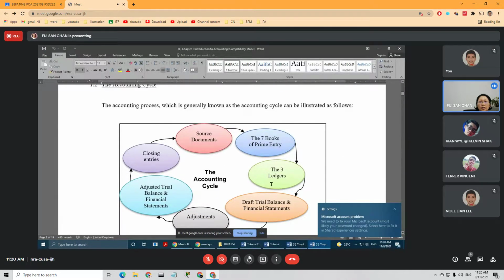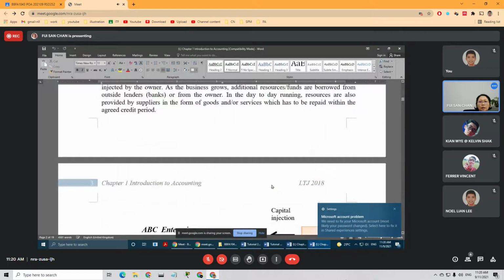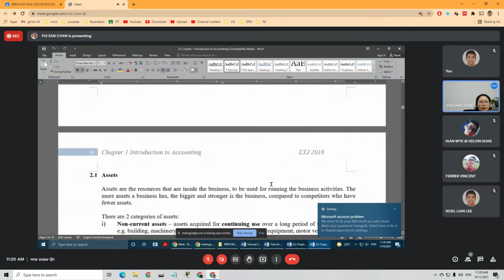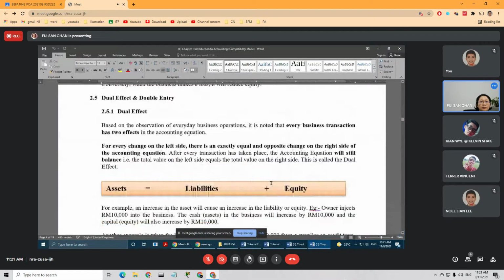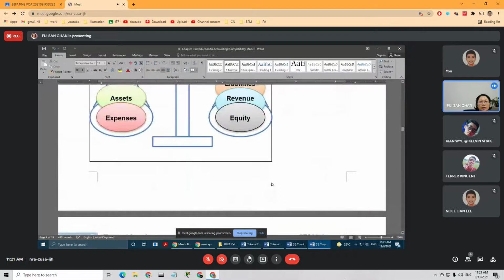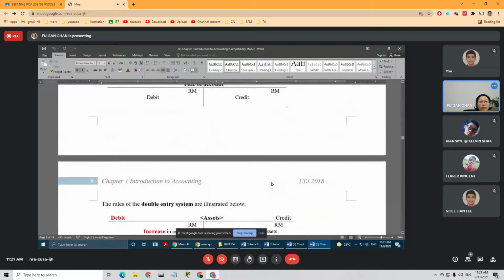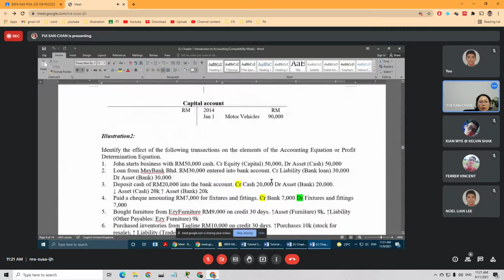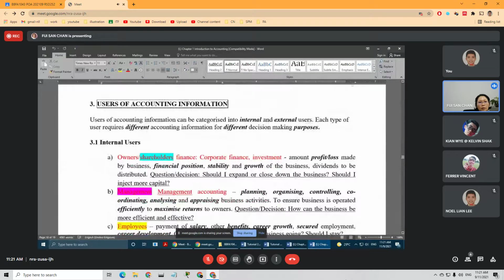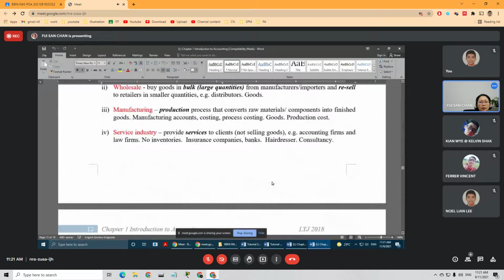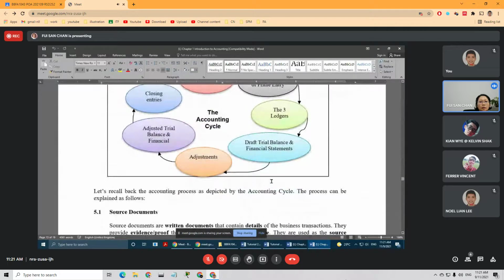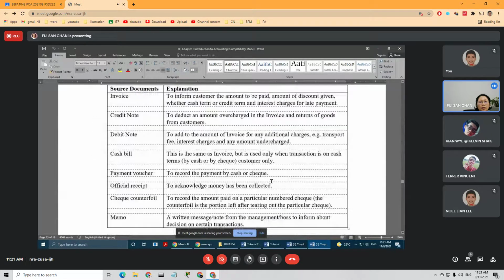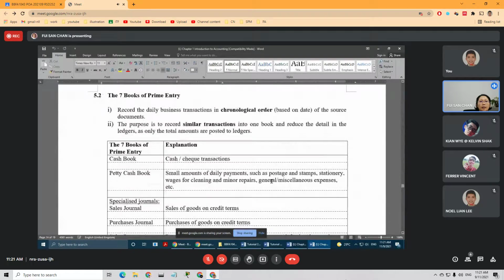So then you have three ledgers. What are your seven books of prime entry? I remember I read it from here but then forgot. This is actually from your journals. There's no answer here, but we know there's seven. Let me find it here. Seven books of prime entry. Yes, this one.